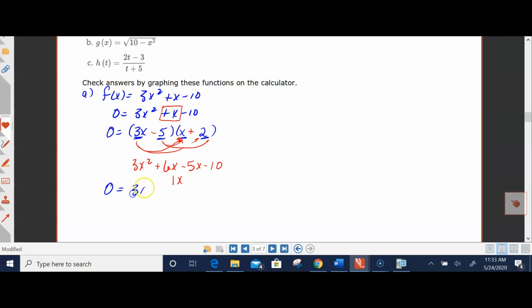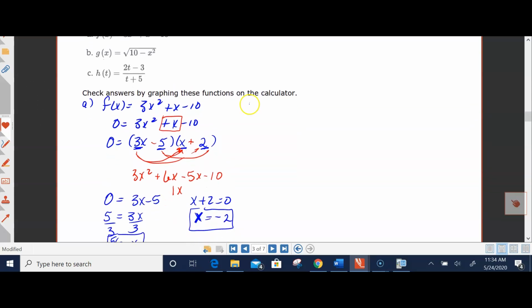You set each factor to 0. Set 3x minus 5 equals 0, set x plus 2 equals 0, and solve it. So to solve this for x, I'll take the 5 over, divide by 3, and I get an answer of 5/3. That is one of my zeros. When I solve this for x, all I have to do is subtract 2 on the other side, and that's my other zero. So this particular equation has 2 zeros.